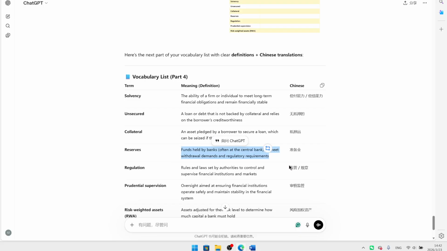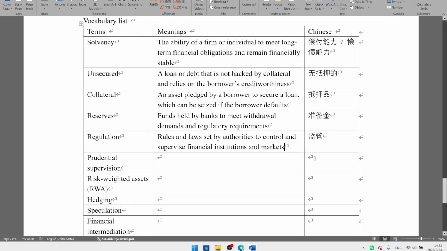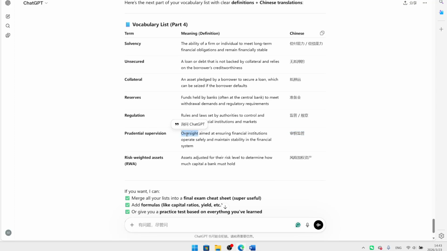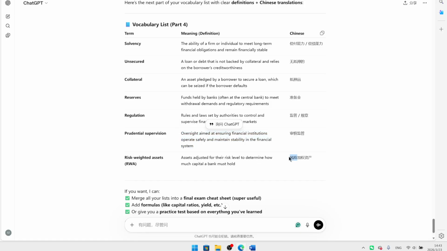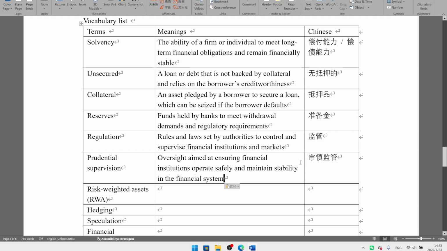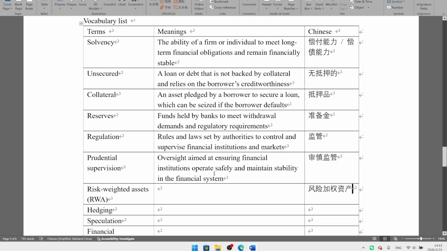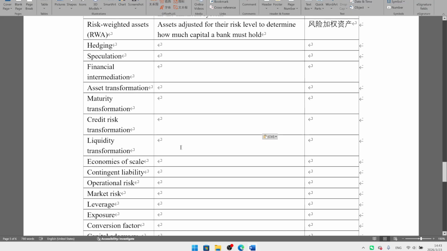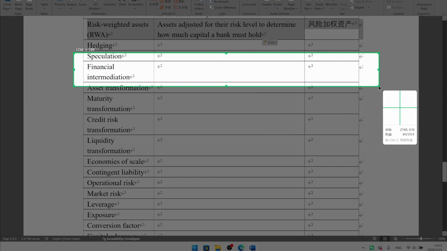Regulation is the rules and laws set by authorities to control and supervise financial institutions and the market. Prudential supervision is oversight aimed at ensuring financial institutions operate safely and maintain stability in the financial system. Great. Risk-weighted assets are assets adjusted for risk level to determine how much capital must be held. Good. The next part we'll discuss is speculation, financial intermediation, and asset transformation.